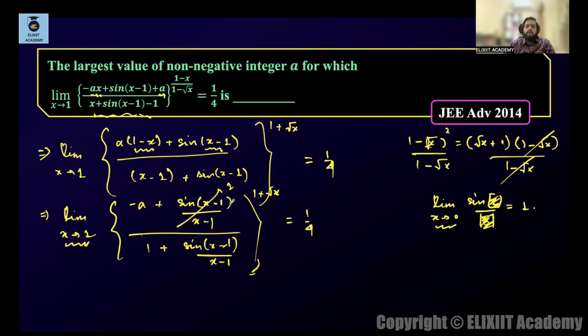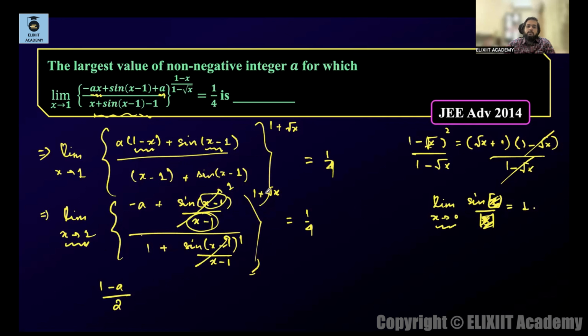Or rather, as x tends to 1, all these things will tend to 0. This will tend to 0. This will also tend to 0. Sign of same by same format. So definitely this will tend to 1. So this will also tend to 1. So ultimately you are left with 1 minus a in the numerator, divided by 1 plus 1, which is 2.